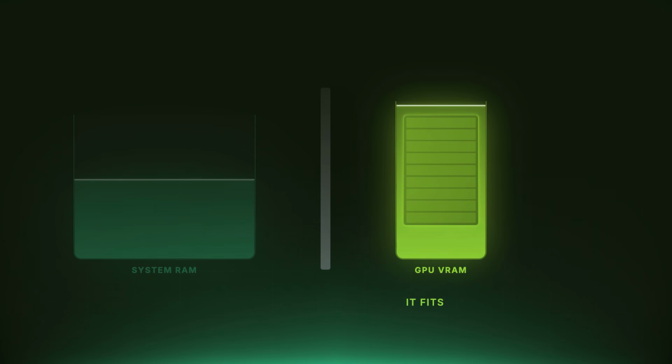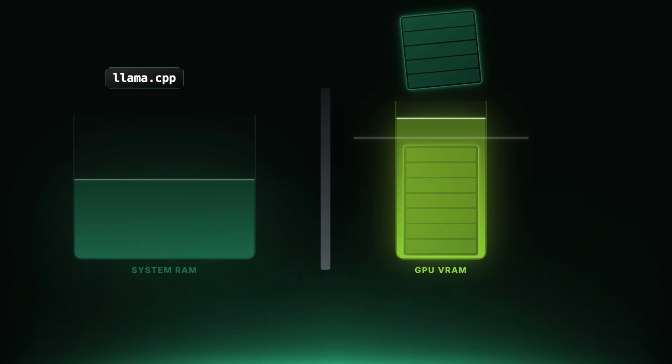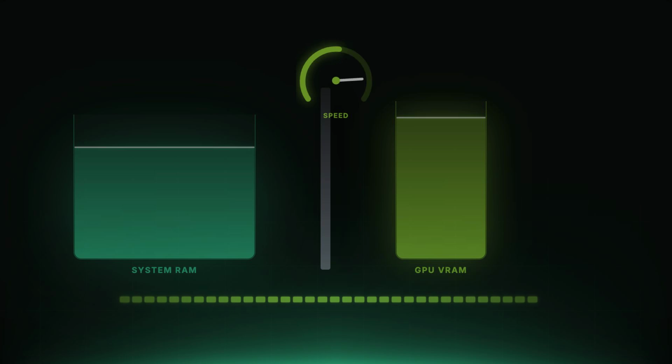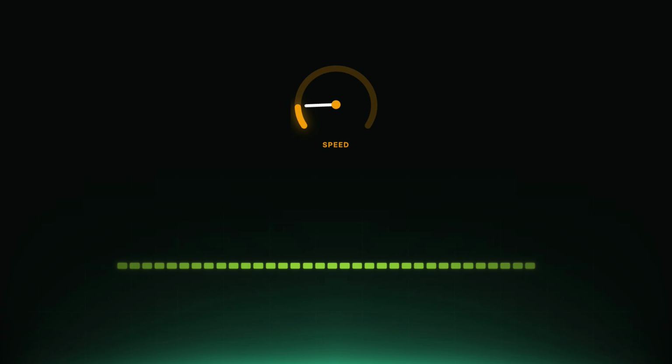If the entire model fits, great. If it doesn't, software like llama.cpp can split the workload. Part of the model can run on the GPU while the rest stays in system memory and runs through the CPU. That means exceeding your VRAM limit doesn't necessarily mean the model won't run. It usually means it gets slower, sometimes much slower.